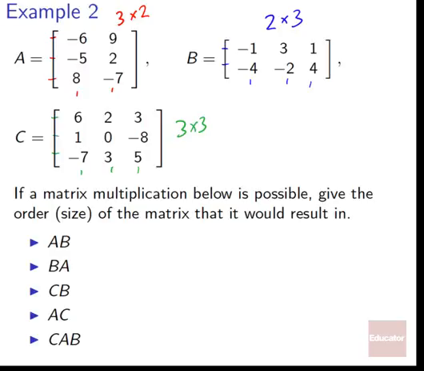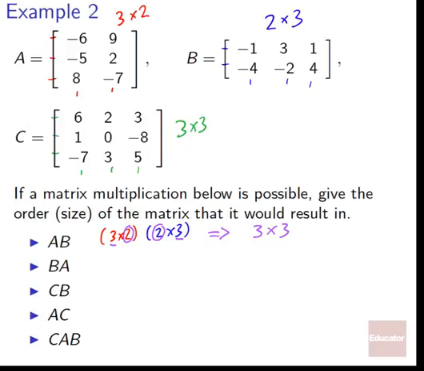So AB is going to be a 3x2, sorry about that, a 3x2 multiplying against a matrix that is 2x3. To do this, the first one's number of columns has to match the second one's number of rows. But an easier way is to just think in terms of the inner numbers. Are the inner numbers the same? Well, the inner numbers are both 2. So what's going to result is the outer numbers, right? We get those outer numbers as the resultant size of the matrix. So we'll get a 3x3 matrix in the end.